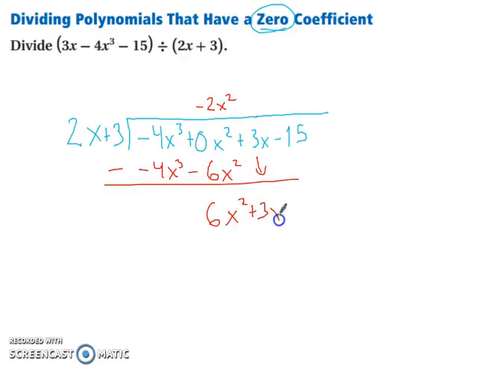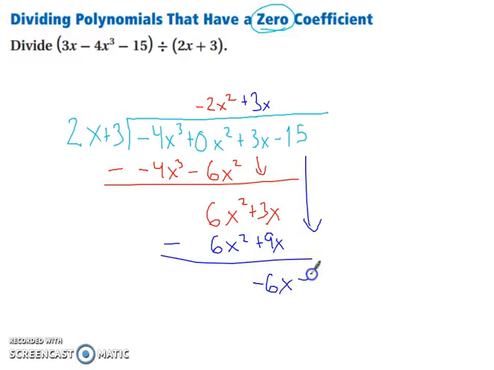and then we bring down our next term, so plus 3x. And we ask ourselves our old question here, what times 2x is going to give us 6x squared? Well, in this case, a good old 3x. So 3x times 2x is going to be 6x squared, and then 3x times 3 is 9x. And then we subtract. This leaves us with negative 6x, and we bring down this minus 15.